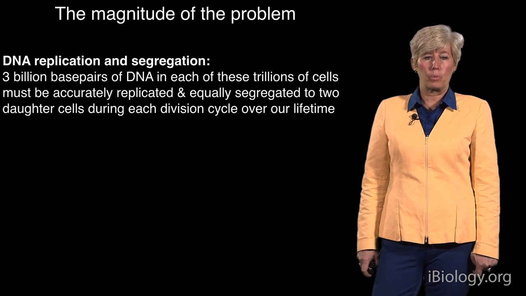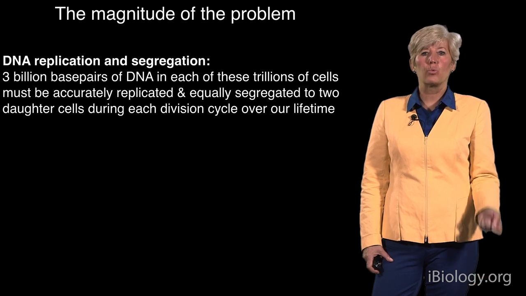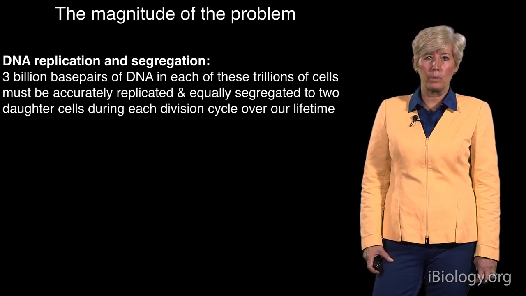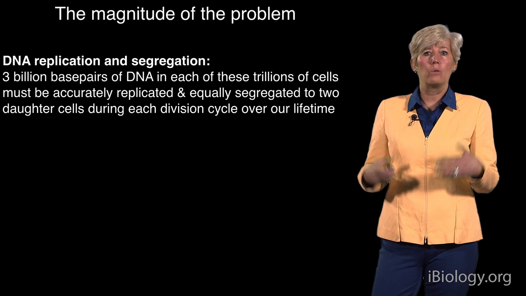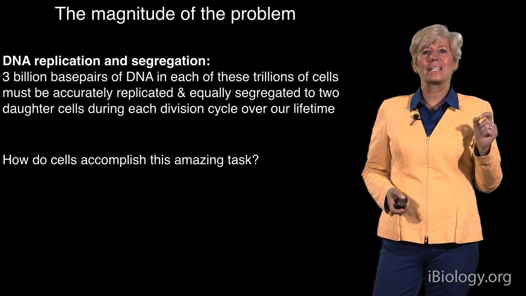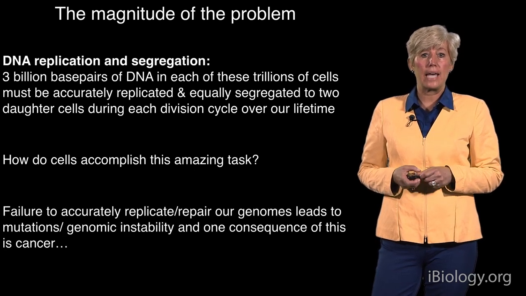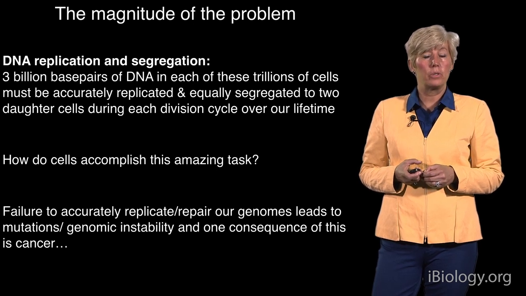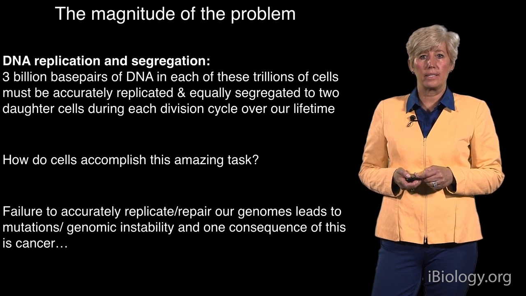So the magnitude of the problem: 3 billion base pairs of DNA in each of these trillions of cells must be accurately replicated and equally segregated to two daughter cells during each cell division cycle over our lifetime. And we're living to 100 years now. So the question is, how do cells accomplish this amazing task? And we know that failure to accurately replicate our genomes leads to mutations, genome instability, and one consequence of this is cancer.